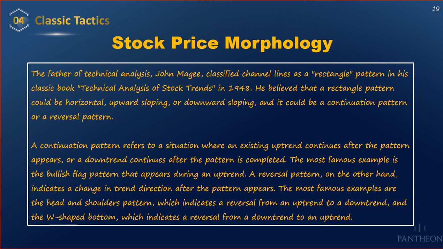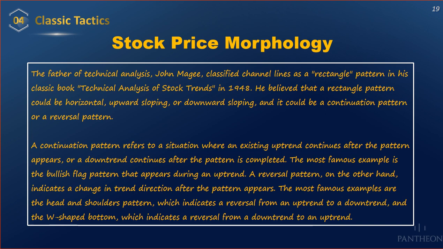As I just talked about John Magee, the father of technical analysis, he classified channel lines in a rectangular pattern in his classic 1948 book called Technical Analysis of Stock Trends. He believed that rectangles are often horizontal, but can also appear sloping upwards or downwards.